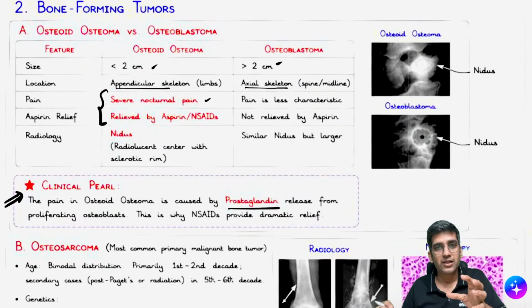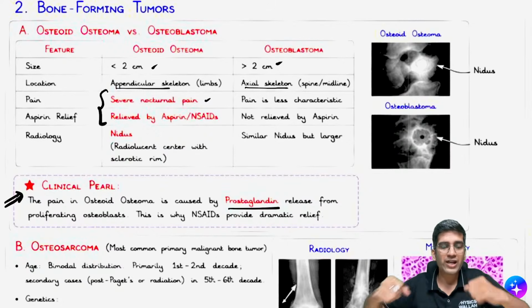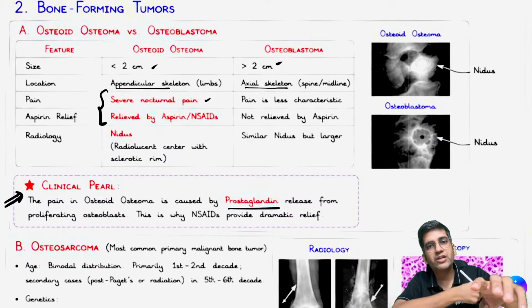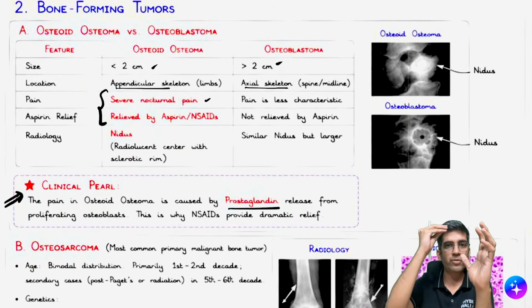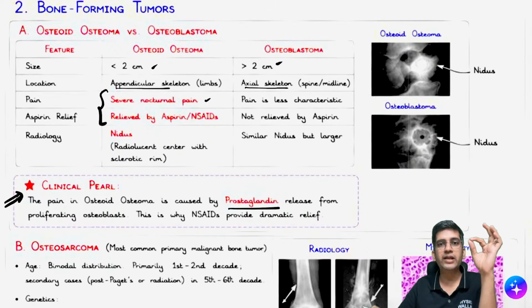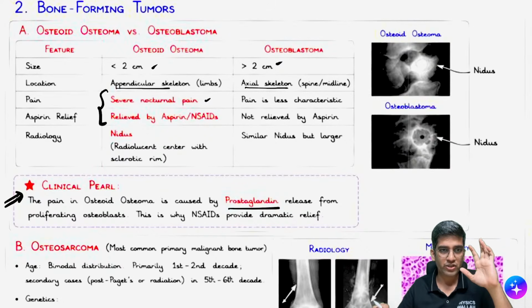Why at night? Because at night is where the circulation becomes reduced. The prostaglandin stays locally for quite some time. Otherwise, I'm walking and running, prostaglandin is there, it's washed away and it's gone into the blood circulation. Here, I don't move it, it accumulates over a period of time, causes pain. This is the reason why nocturnal pain and why it's relieved by NSAIDs, right?